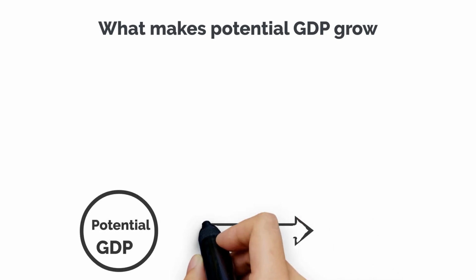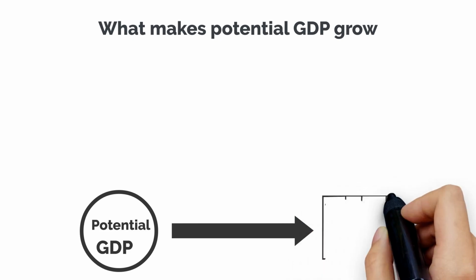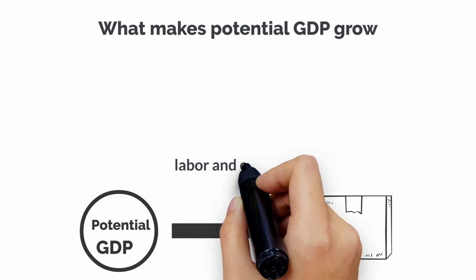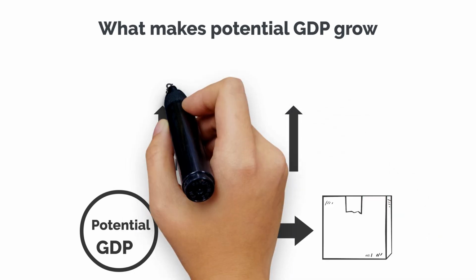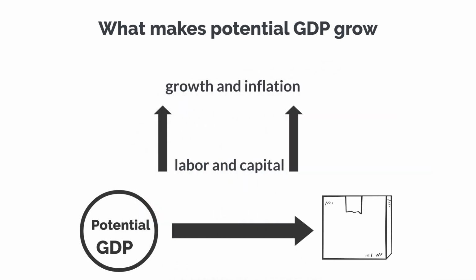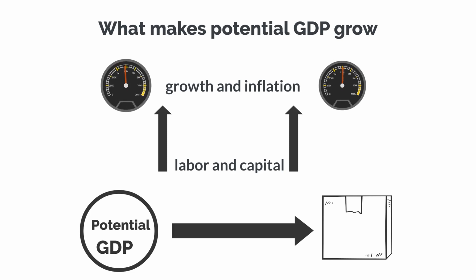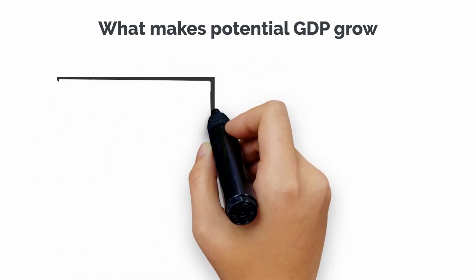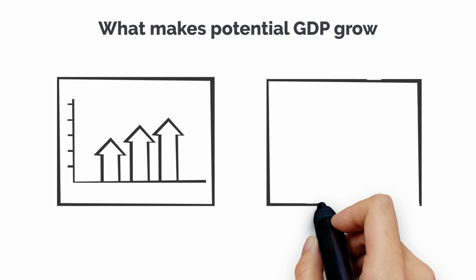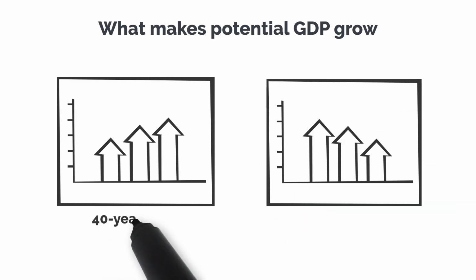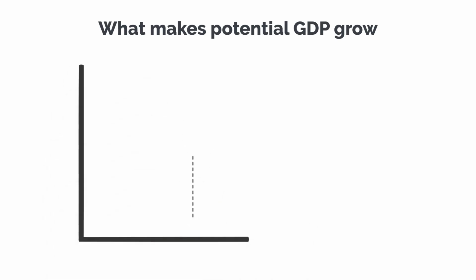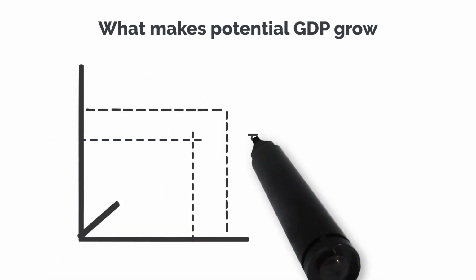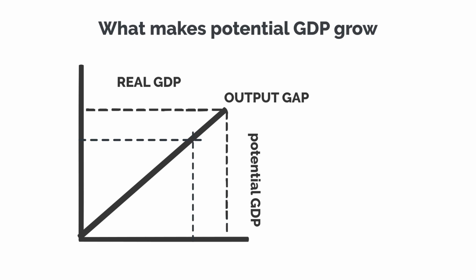Potential GDP is a theoretical construct, an estimate of the value of the output that the economy would have produced if labor and capital had been employed at their maximum sustainable rates, that is, rates that are consistent with steady growth and stable inflation. When an administration does not employ labor and capital at their maximum, you get a 40-year high inflation and lower production. The difference between the level of real GDP and potential GDP is known as the output gap.